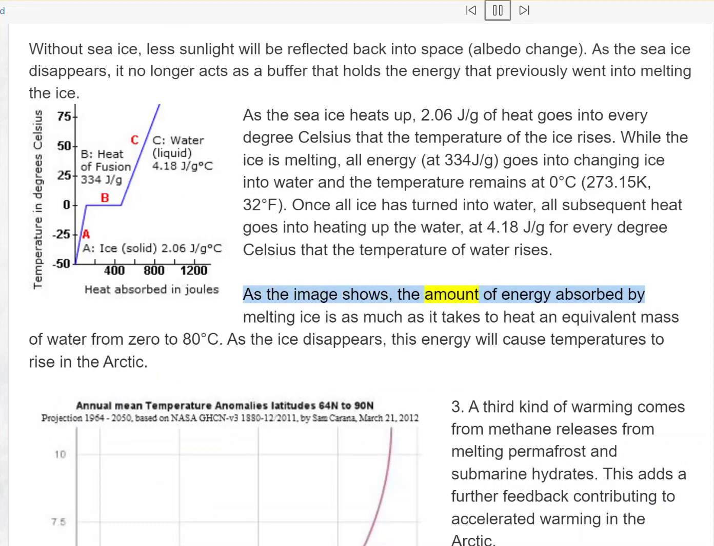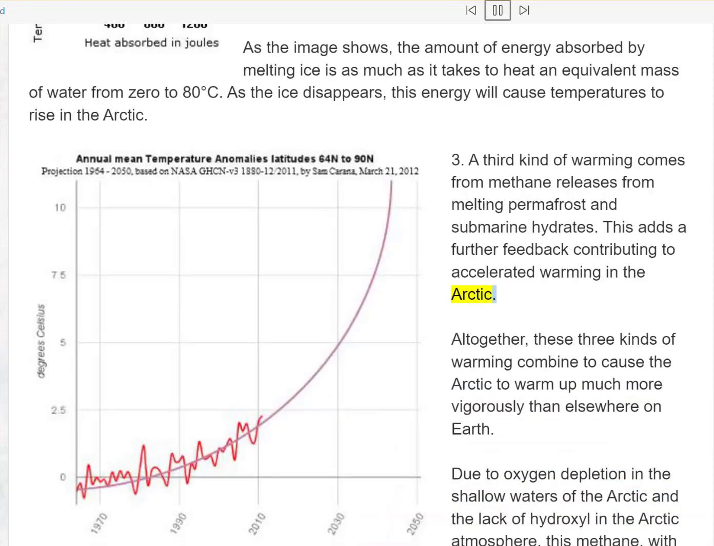As the image shows, the amount of energy absorbed by melting ice is as much as it takes to heat an equivalent mass of water from 0 to 80 degrees Celsius. As the ice disappears, this energy will cause temperatures to rise in the Arctic. 3. A third kind of warming comes from methane releases from melting permafrost and submarine hydrates. This adds a further feedback, contributing to accelerated warming in the Arctic.